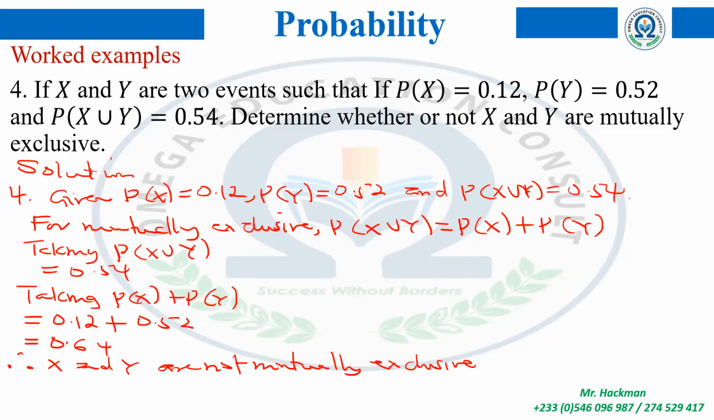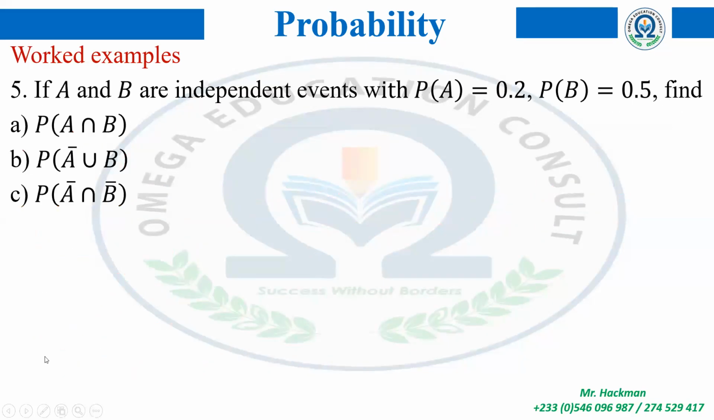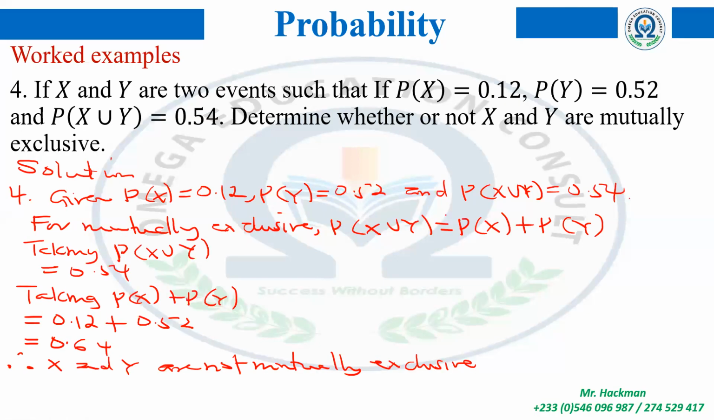You can also say that for your events to be mutually exclusive, P of X intersection Y should be equal to 0. Is that not it? So in that case, when you are quoting the law or the rule, you quote the rule. So this is the alternative approach. I'm squeezing the alternative solution here.